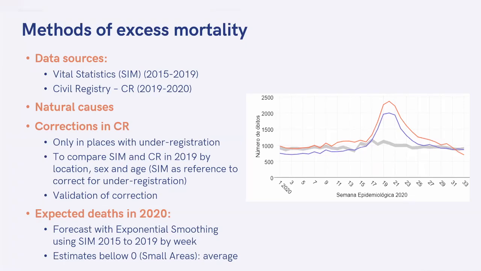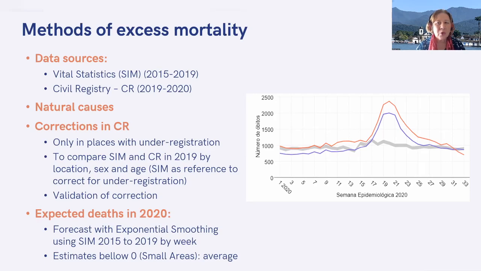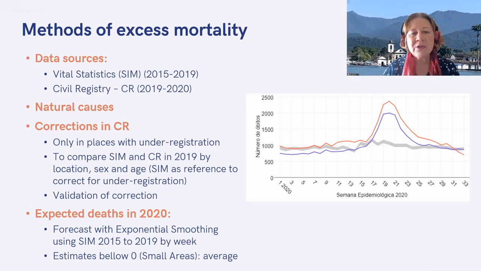You can see here on the right, this figure is from one state, a very poor state. And you can see the gap between the blue line and the red line. The blue line is CR, registered in 2020, and the red line is vital statistics in this state. So we applied the correction when it was needed. I just brought it as an example of how we did it. Also, we have the expected deaths in 2020. We estimated using a forecast with exponential smoothing, using the vital statistics time series as our gold standard, as our reference. And for all estimates below zero for small areas, we used the average. So, mixed methods. And next, please.